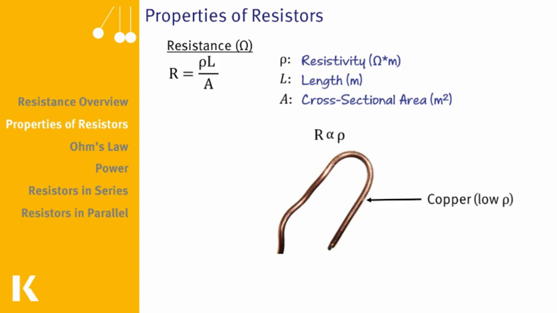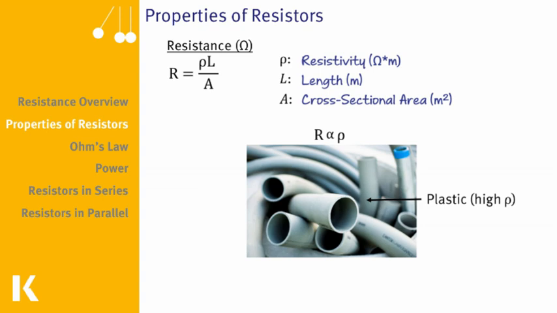Copper, as a material, has an intrinsically low resistivity. Resistivity is directly proportional to resistance, and so charge flows with low resistance in copper wires. Plastic, on the other hand, we said, is an insulator. That means it has a high resistance, which can also be traced back to its resistivity.